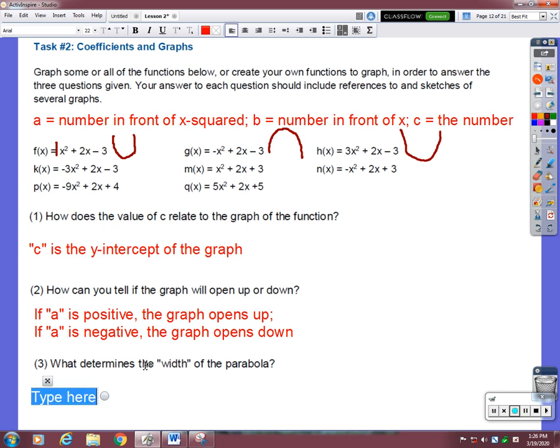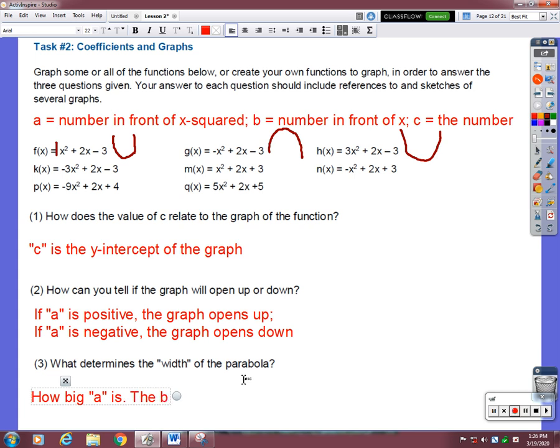Okay? All right, and then the final question about these things is, what determines the width of the parabola? Well, you might think to yourself, C is the y-intercept, A is whether it opens up or down, so B determines the width. Sadly, if you thought that, you would be wrong, because B does something weird and funky and complicated to the graph that we're going to talk about later. What determines the width of the parabola is how big A is. You can think of A as sort of being like the slope of the graph.